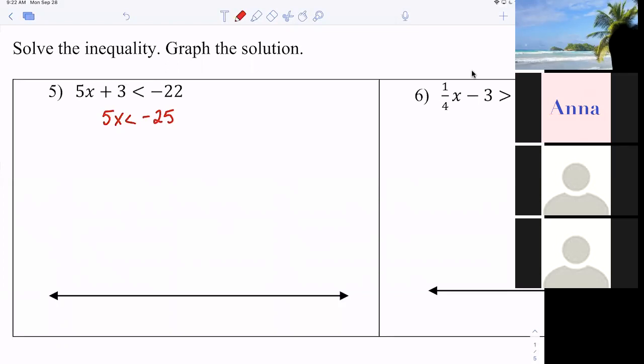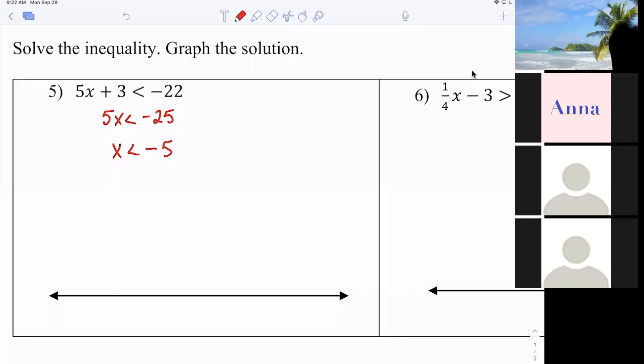And when I divide by 5, that means x is less than negative 5. Now I'm starting with simple. Does anybody have any issues with the answer? X is less than negative 5.